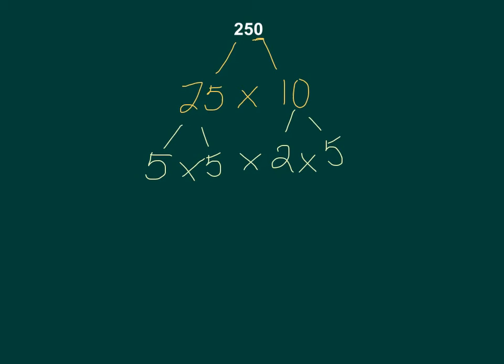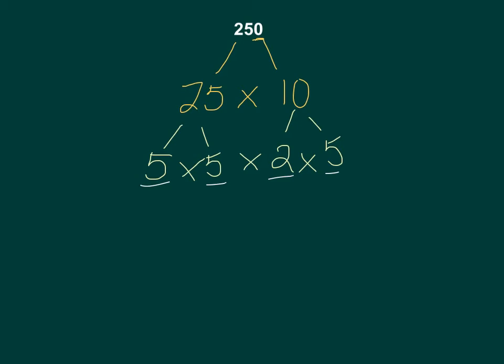Now looking at these numbers, I cannot break 5 down any further. 5 is a prime number. And I can't break 2 down any further. 2 is a prime number. Meaning, of course, that they only multiply by themselves and 1. Right? I can only divide 2 by itself and by 1. So that means that it's a prime number.